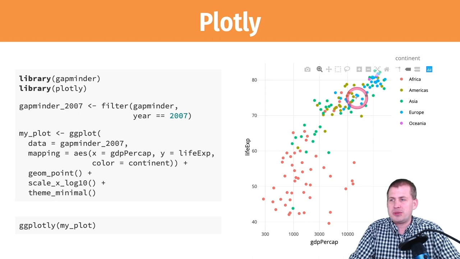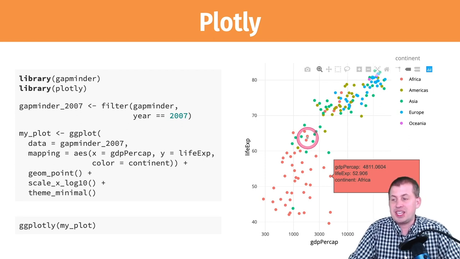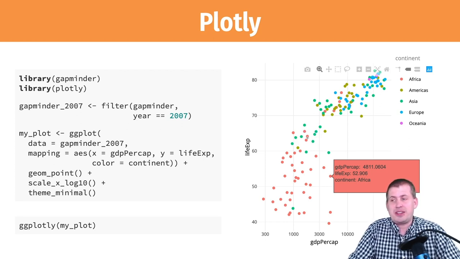Right now, the tooltips are not super helpful. Okay, so that dot right there, all we know is that it's in Africa, the life expectancy is 52, and the GDP per capita is $4,811. But we still have no idea what that country is.